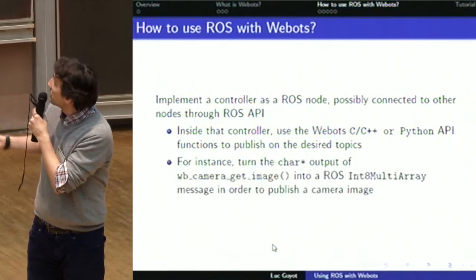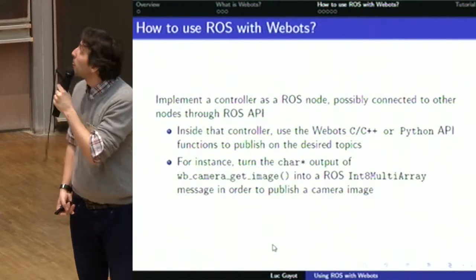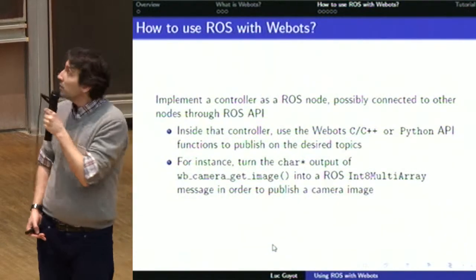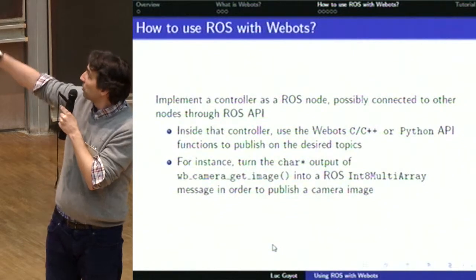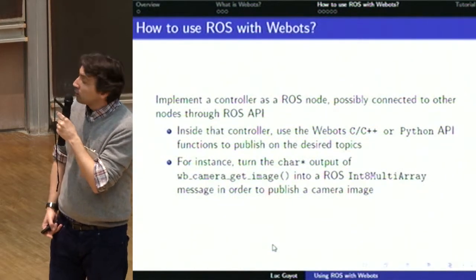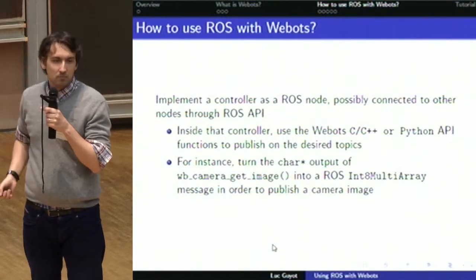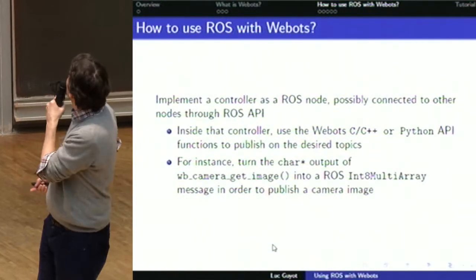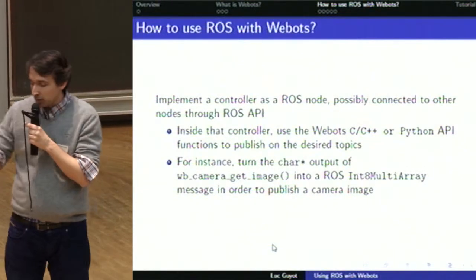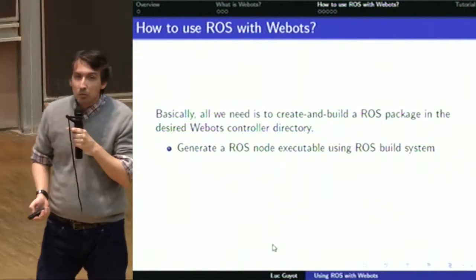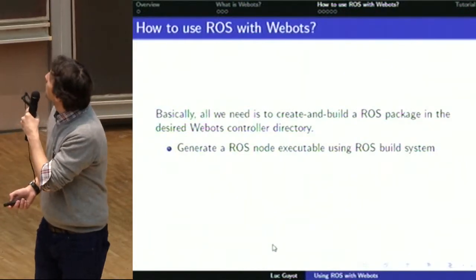Very straightforward examples: for instance, if you want to publish a camera image, then you get this image with a Webots API function, and you can turn it very easily into the corresponding ROS message, under the format of int8 multi-array, for instance. Okay, so it's a really simple 2-step process.